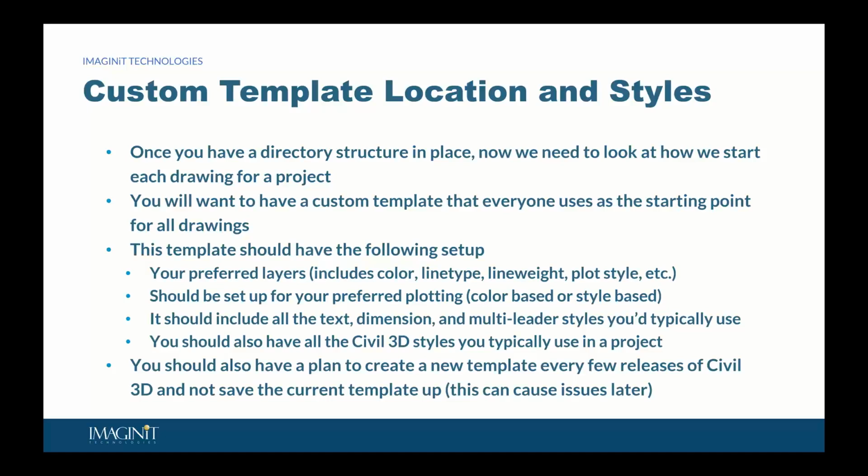This should also include all of the standard text styles, dimension styles, multi-leader styles that you typically use. You'll also want to have all of the Civil 3D styles you typically use in a project. And when we're talking about Civil 3D styles, we'll talk a little bit more about that in a bit, but what you want to really focus on is more along the lines of the 80-20 rule. You want to have 80% of any Civil 3D style you would normally use in there, and 20% of your styles that might be a one-off or might be an occasional. You don't necessarily need to put them in your template, but you'll want to have a structure in place so people understand how to create them or make them or have them come to you to help make them.